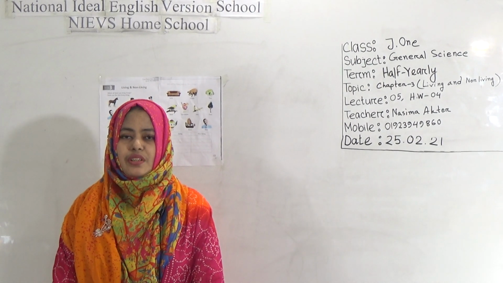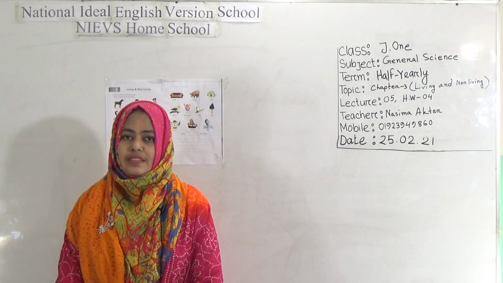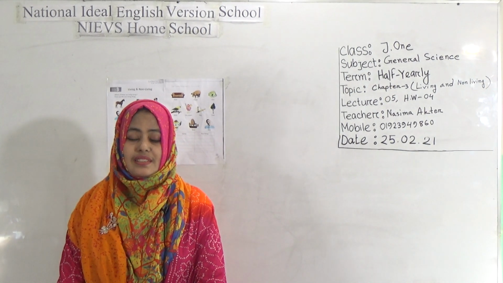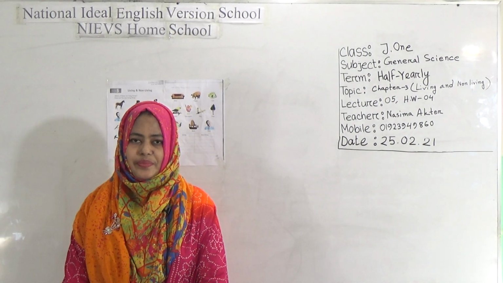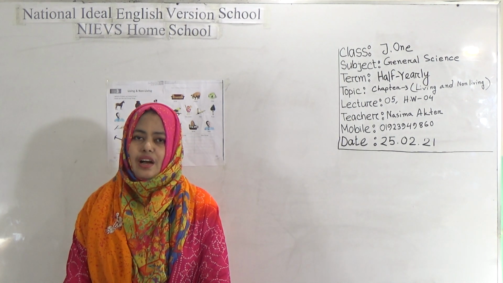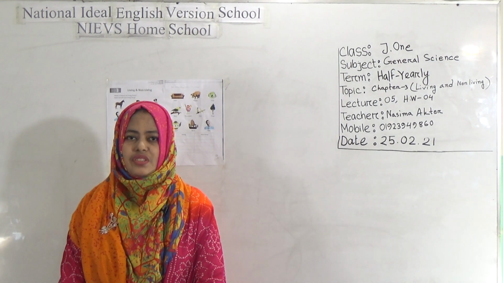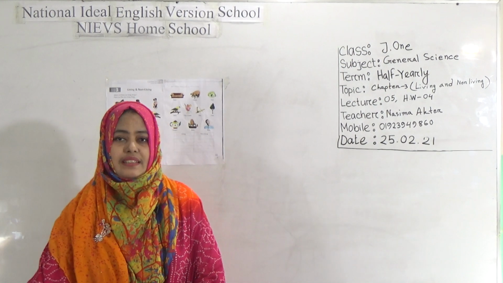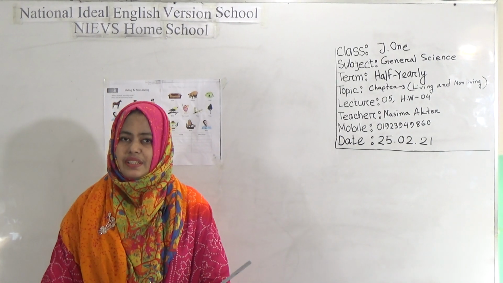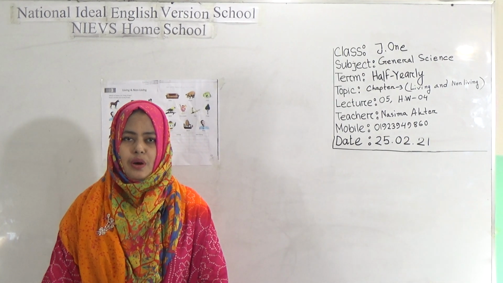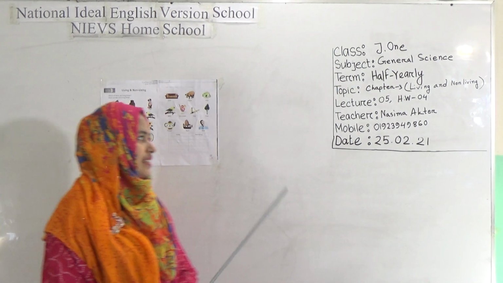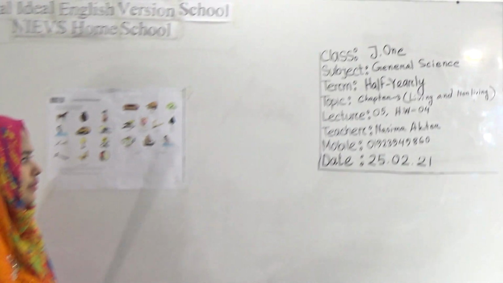Dear students, today I am going to take a general science class for Class Junior 1 students. Our today's topic is Chapter 3, and the name of this chapter is living and non-living. Let's see today's topic from here.